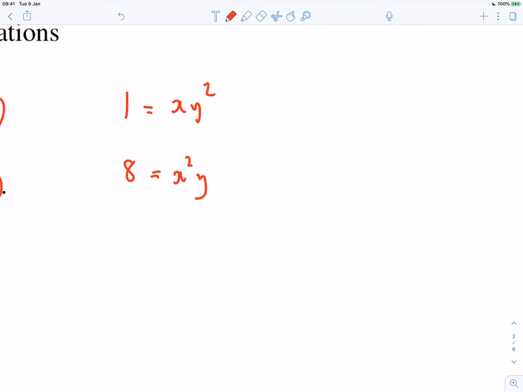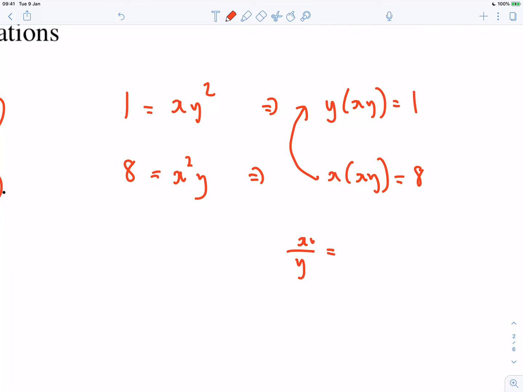Now you could either substitute or you can do a bit of clever factorization, because I notice the right hand side here is actually y, lots of xy, and that equals 1. And over here I've got 8 equals x, lots of xy. And now if I divide one by the other, this one divided by this one gives x over y equals 8 divided by 1, which is 8. And if I times by y both sides, that means x equals 8y.